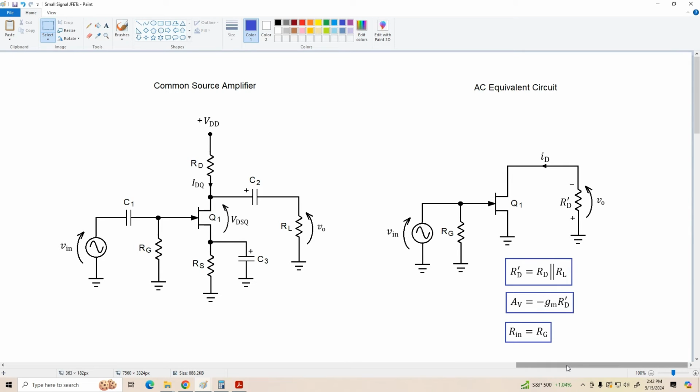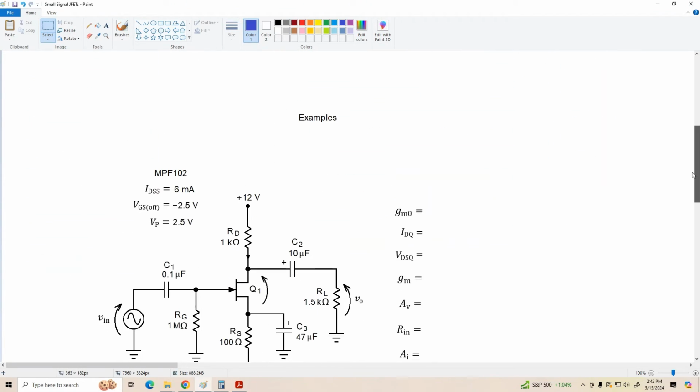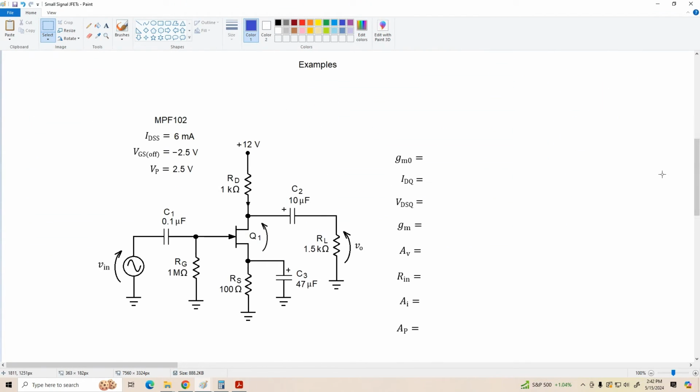All right, let's put all this newfound information to use by working a couple problems. This first example, we've got an MPF 102 with the typical parameters I derived a few videos ago.